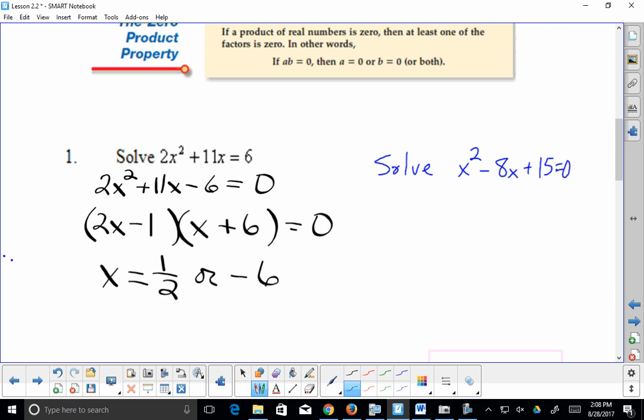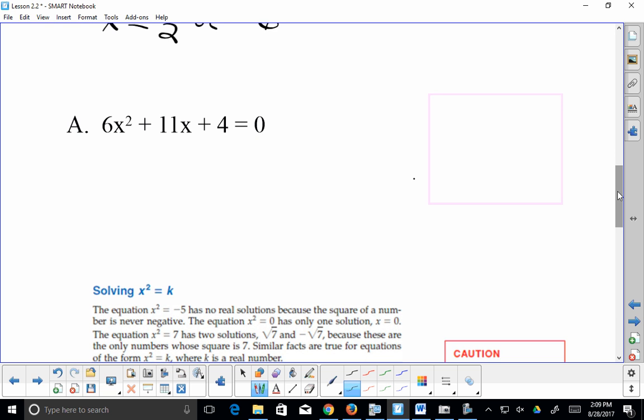The factoring part, which you practiced, you should be good with. Then it's just a matter of solving. In the past, in other classes, when it says to solve, sometimes people will just factor it and not find the zero. So make sure you remember that when it says to solve, we are finding what x equals, the actual value of x. All right, 6x squared plus 11x plus 4. You don't have this one, so go ahead and do that one.